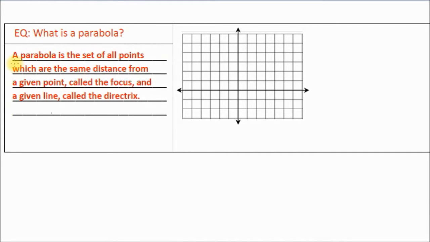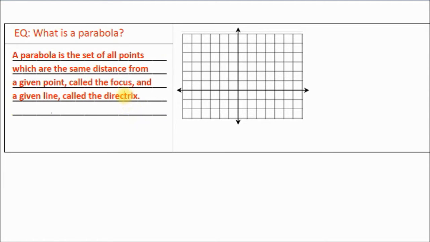And here is your definition. This is a different definition than you've learned before. We talked about parabolas as the graph created by a quadratic equation. Now we've got a different, equally true definition. A parabola is the set of all points which are the same distance from a given point, called a focus, and a given line called the directrix.